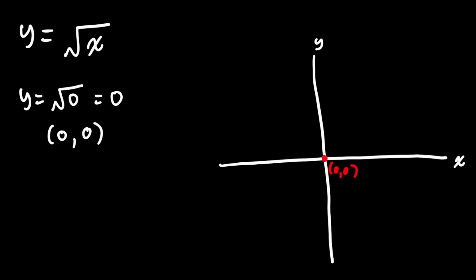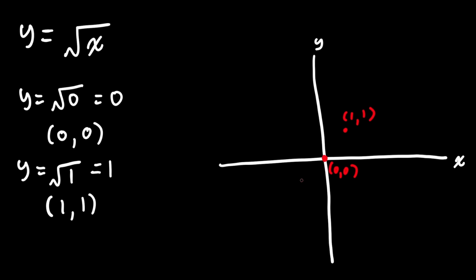Now, let's plug in another number. Let's say for x, we plug in the number 1. So the square root of 1 is also 1. So this tells us that the point x of 1 with y of 1 is another point on this graph. So let's write that down here. So 1 comma 1 is part of this graph.